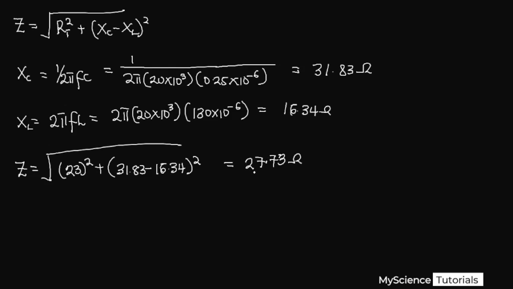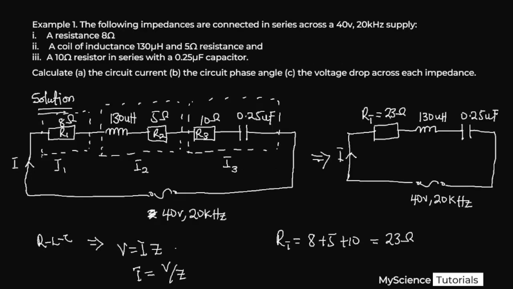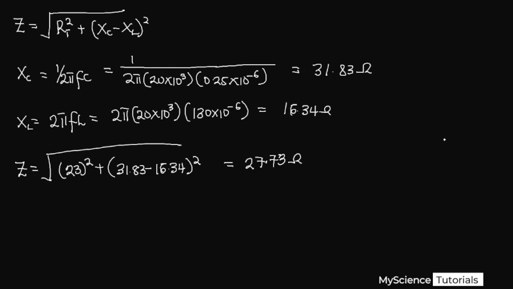So 27.73 is now the impedance of this overall circuit that we have over here. The total resistance, or the opposition to the flow of current in this entire circuit, having the resistor, the inductor, and then the capacitor, is equal to 27.73 ohms.